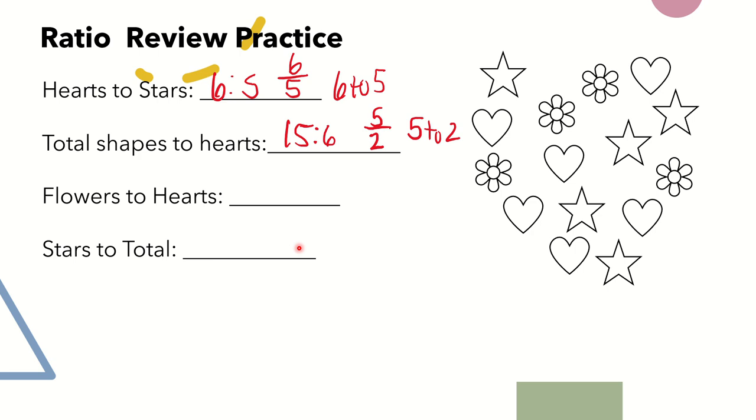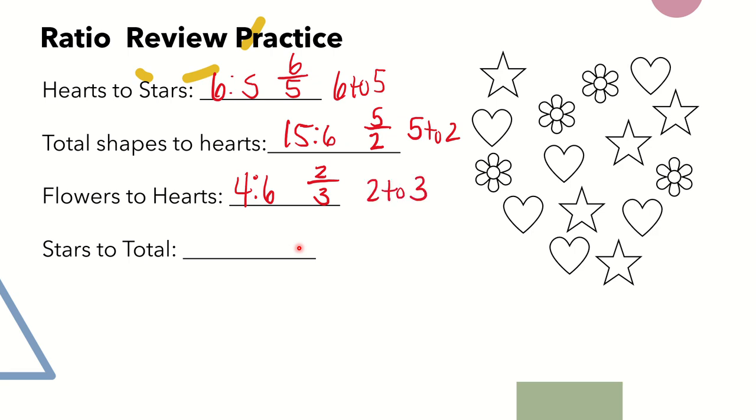The ratio of flowers to hearts. Flowers, 1, 2, 3, 4, 4 flowers. To hearts, again from our previous, we know it's 6. I can also reduce on this. What's the number that goes into 4 and 6? 2. So I can easily divide each one by 2. 4 divided by 2, I get 2. 6 divided by 2, I get 3. And again, it's saying for every 2 flowers, there are going to be 3 hearts.